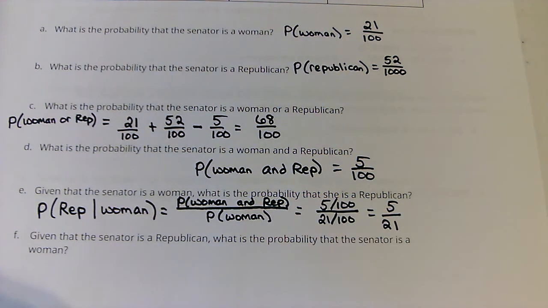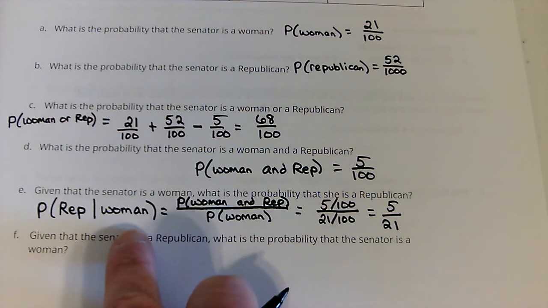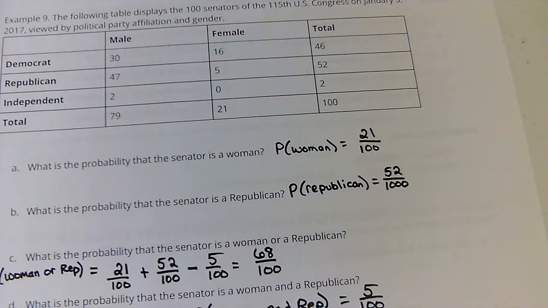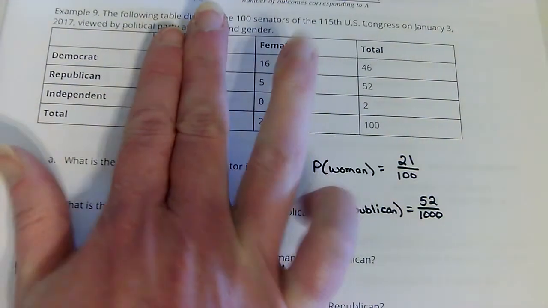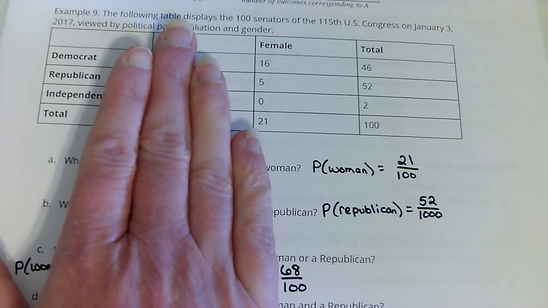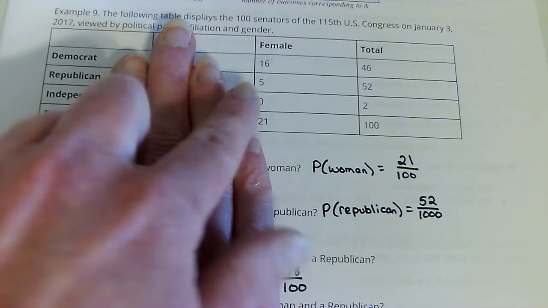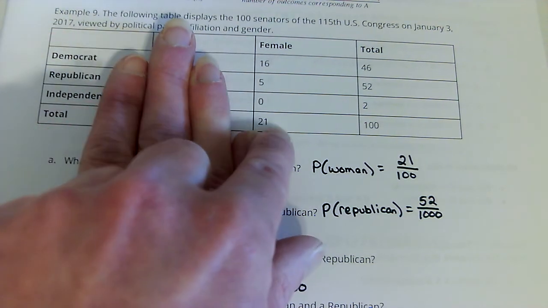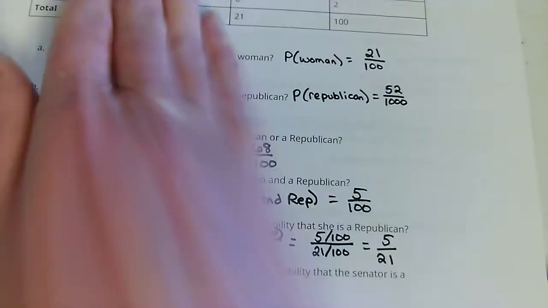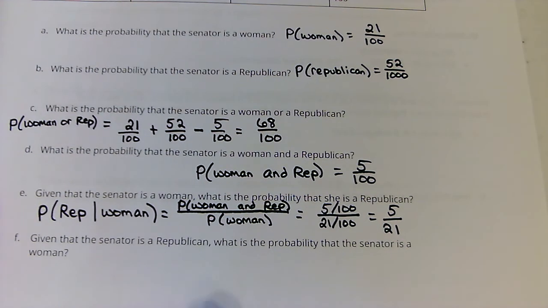I like to think of it as I'm reducing my sample size and I'm only looking at the column that's women. So I already know it's a woman, not a man. Ignoring this column completely. So the probability of being a Republican knowing that it's a woman, well, there's only 5 Republicans and only 21 women. 5 out of 21.